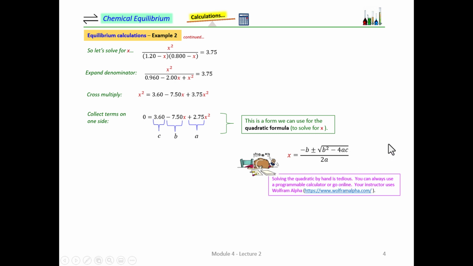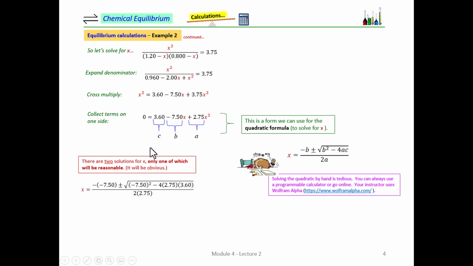Now, solving the quadratic by hand is always rather tedious. You can always use a programmable calculator or go online. Your instructor uses a site called Wolfram Alpha. In any event, there are two solutions for x, and only one of which will be a reasonable solution, and it'll be obvious which is which. So if you plug the values of a, b, and c from this form of the equilibrium constant expression, you remember that you'll get two values of x because you've got a plus and a minus here. So one value of x comes from minus minus 7.5 plus the square root of this expression here divided by 2 times 2.75. The other comes from minus minus 7.5 minus this expression.